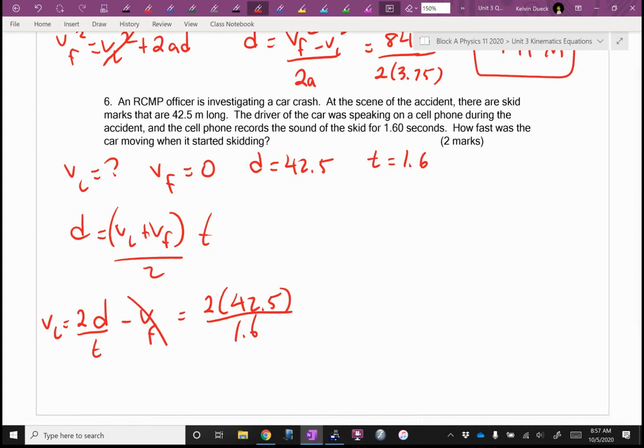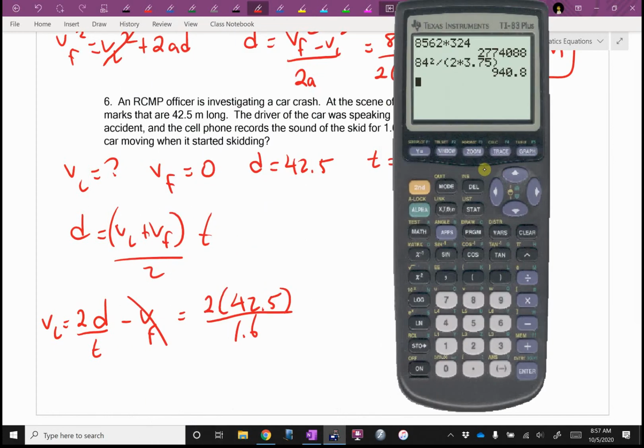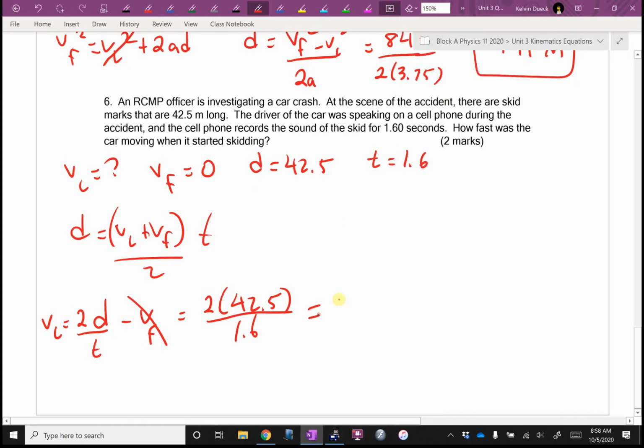Can I do this one in my head? 42.5 times 2 is going to be 85. Not this early in the morning. You get 53.125, 53.1? Meters per second.